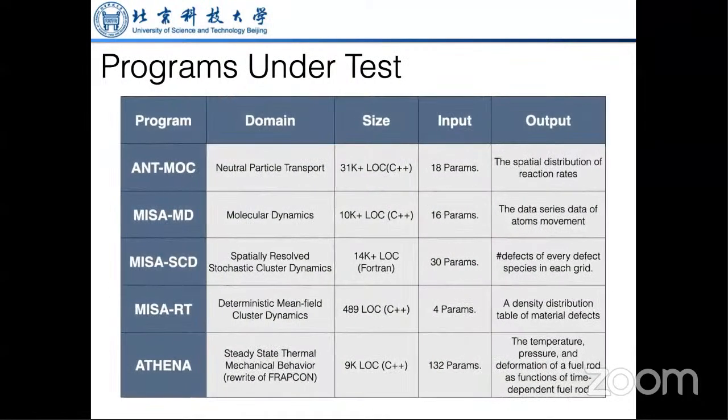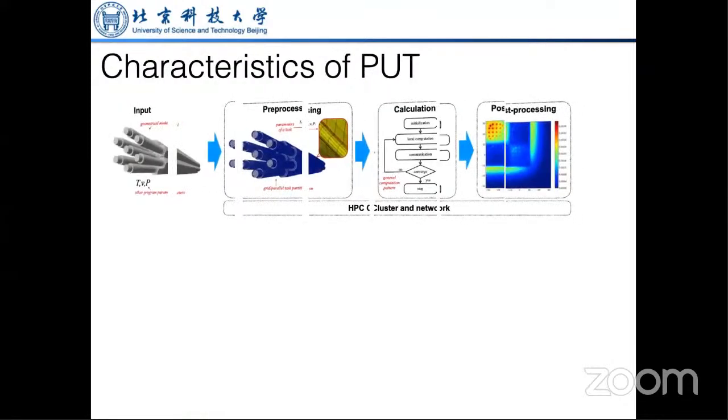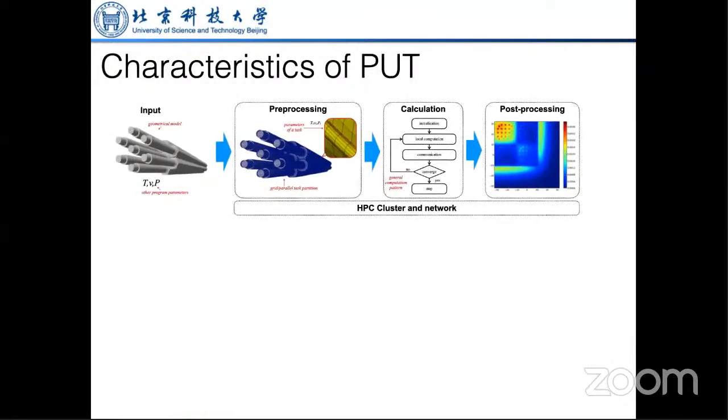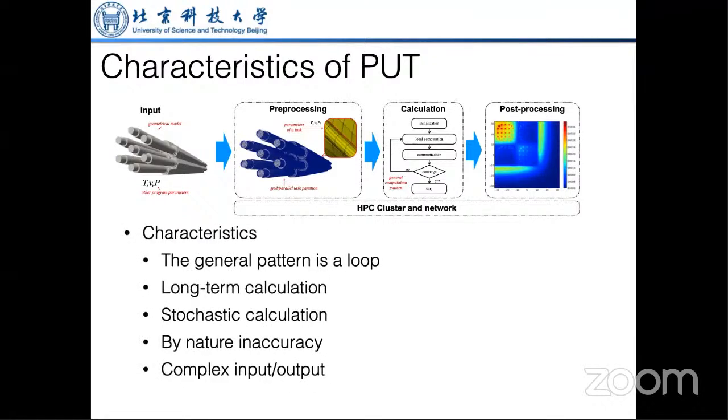The basic information of the programs under test is listed in the table. There are 5 programs, namely ANTMOC, MISA-MD, MISA-SCD, MISA-RT, and SYNTA. The 5 programs cover different application domains, such as neutral particle transport, molecular dynamics, and cluster dynamics. They vary in their size and programming languages. In general, they have many parameters and produce complex outputs. The common structure of the program under test can be depicted as this picture. They usually consist of a pre-processing module, a main calculation module, and a post-processing module. The programs have some characteristics.